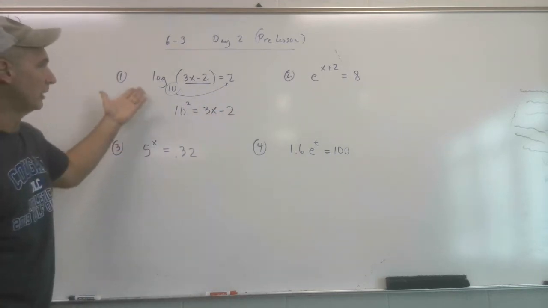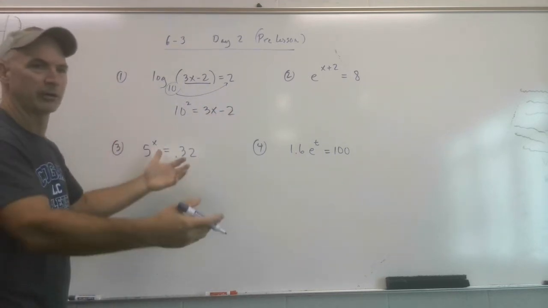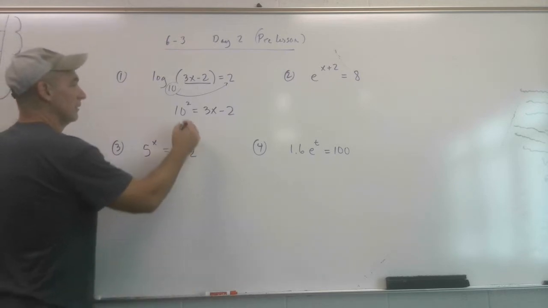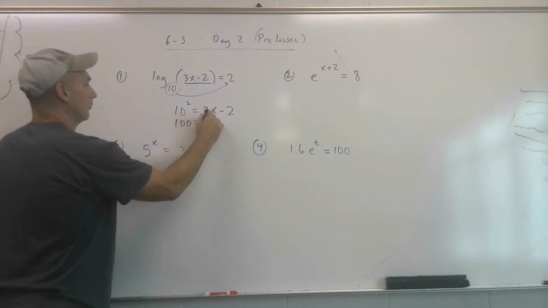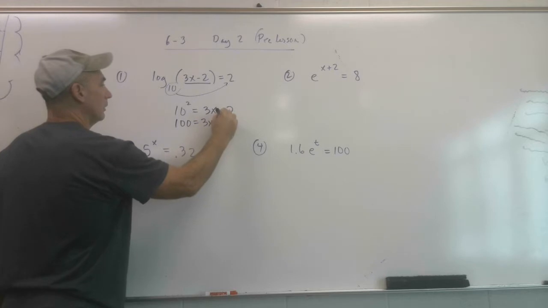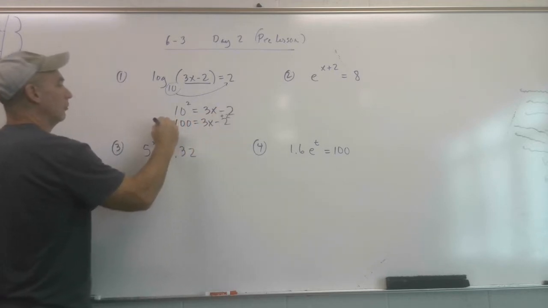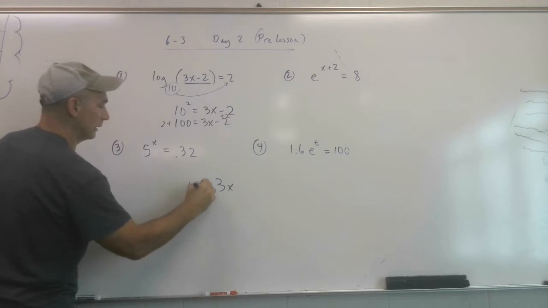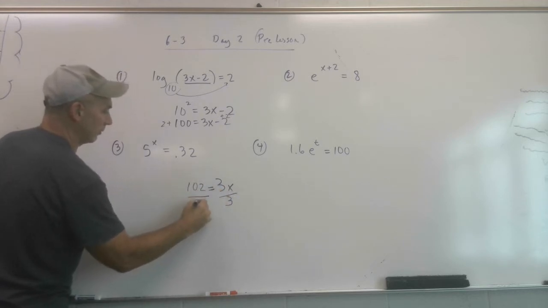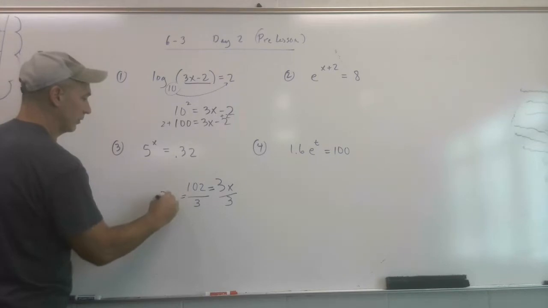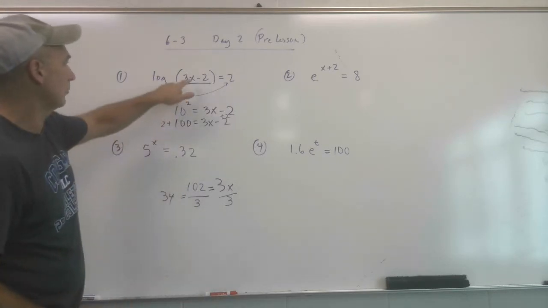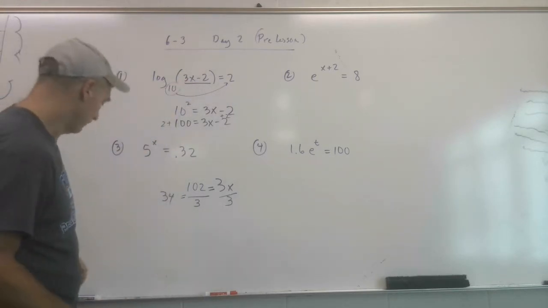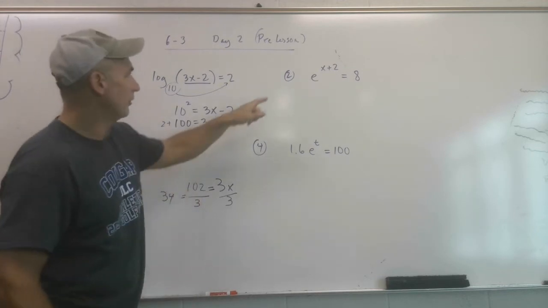Just a bizarre looking start. But then once you get started, you're off to the races. So this is 100 equals 3x minus 2. Add 2, add 2. I get 3x equals 102. Divide by 3, divide by 3. And that is 34. So my answer right there for x is 34. Let's move on to number 2.